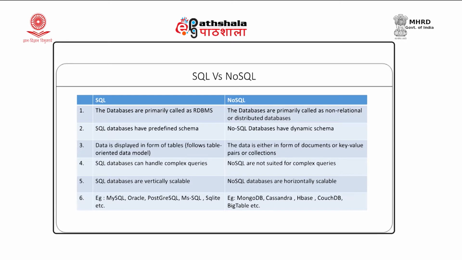SQLs are made to handle complex queries. NoSQLs are not suited for complex queries. SQL databases are vertically scalable, NoSQL databases are horizontally scalable. The famous examples of SQL are MySQL, Oracle, Postgre, etc. And the examples of NoSQL are MongoDB, Cassandra, HBase, CouchDB, Bigtable, etc.